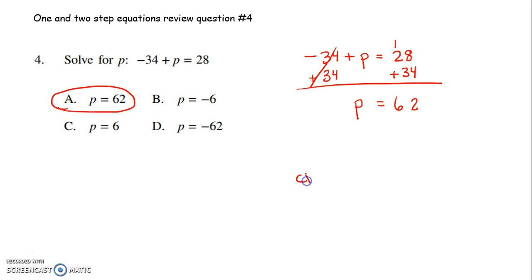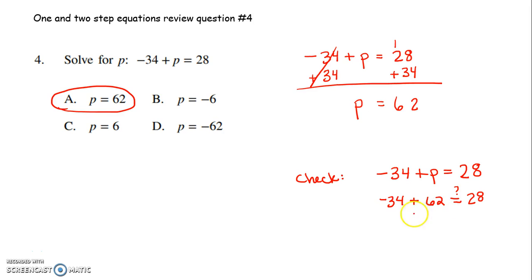And again, I show a check every time. So I have negative 34 plus p equals 28. In place of p, I'm putting 62. Negative 34 plus 62. I'm hoping that when I simplify this side of the equal sign, I get 28. That will tell me I got the right value for p.